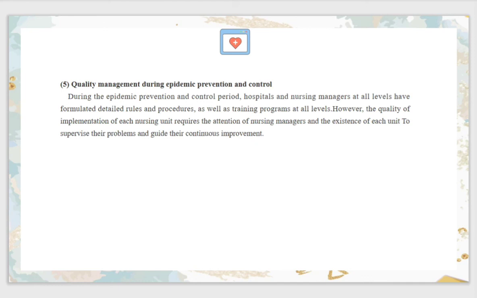The fifth problem is quality management during the epidemic prevention and control period. I talk about the general content of the document. You can see the details in the document.